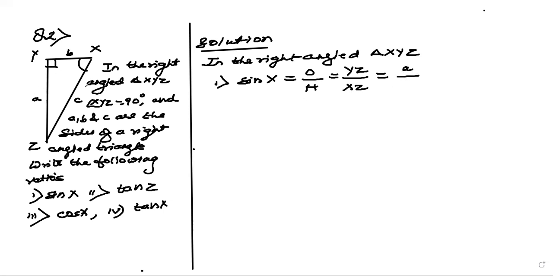In place of XZ, I'm going to put C, children. I hope people have got me here. We go to the second one, children. Say the second one is tan Z. Just have a look at tan Z.